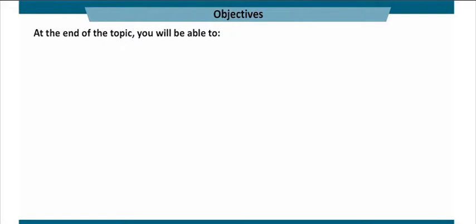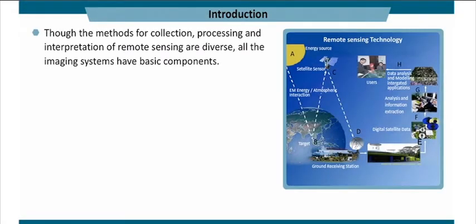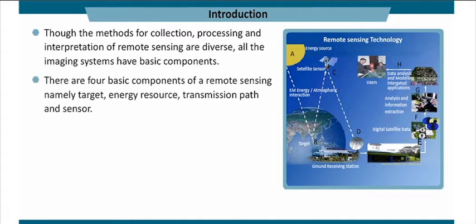At the end of the topic, you will be able to list the components of remote sensing, explain the process involved in remote sensing, and discuss the advantages of remote sensing. Though the methods for collection, processing, and interpretation of remote sensing are diverse, all the imaging systems have basic components. There are 4 basic components of remote sensing, namely target, energy source, transmission path, and sensor. Let's understand each one in detail.